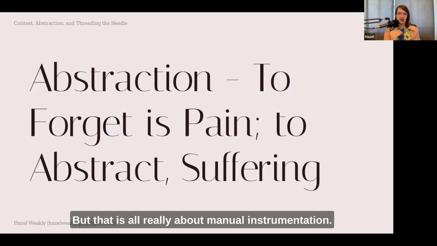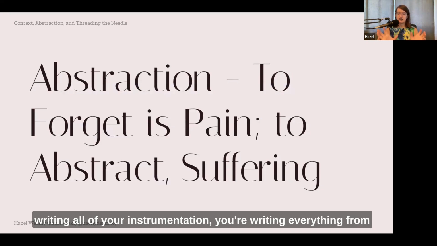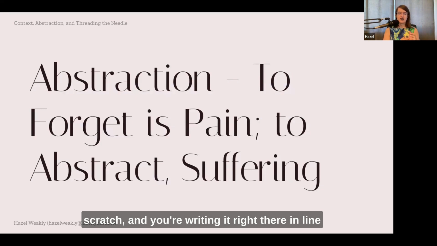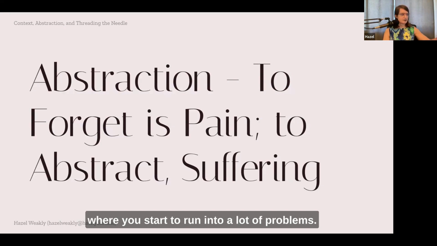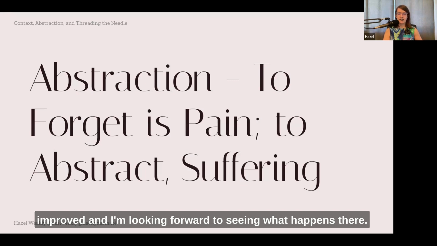But that is all really about manual instrumentation. That assumes that at every single point in every service, you are writing all of your code, you're writing all of your instrumentation, you're writing everything from scratch, and you're writing it right there in line with all the code in an intrusive manner. But if you don't want that intrusive style and you want to be able to build something for other people to use, this is where you start to run into a lot of problems. And we'll get into this now. This is, in my opinion, one of the weakest aspects of tracing in general, and it's a sign of the immaturity of the ecosystem, but I have a lot of hope that it can be improved, and I'm looking forward to seeing what happens there.